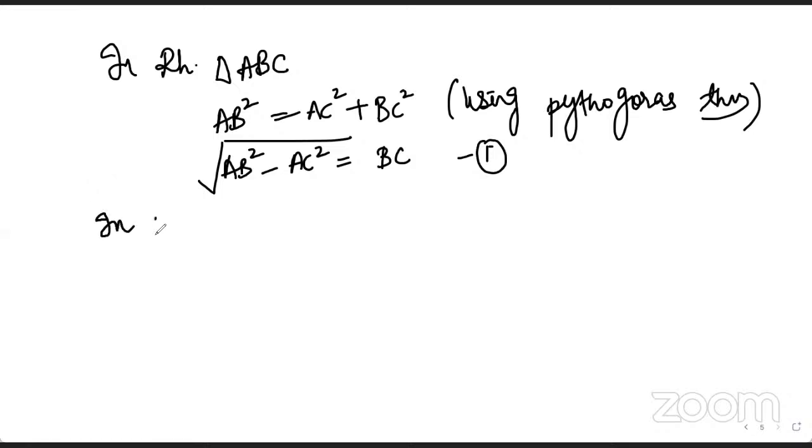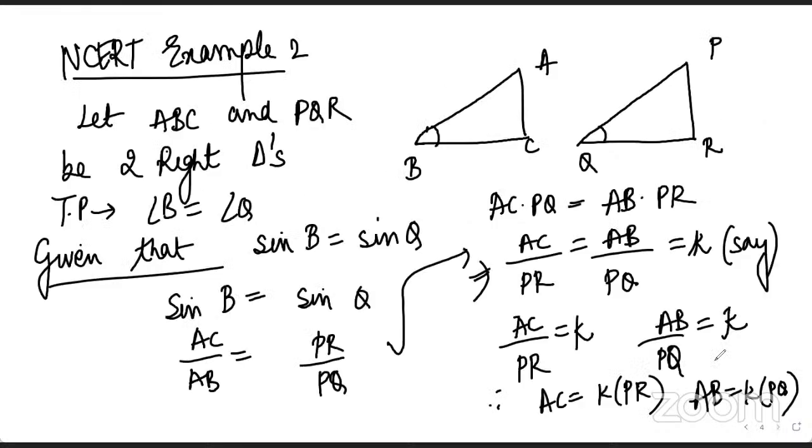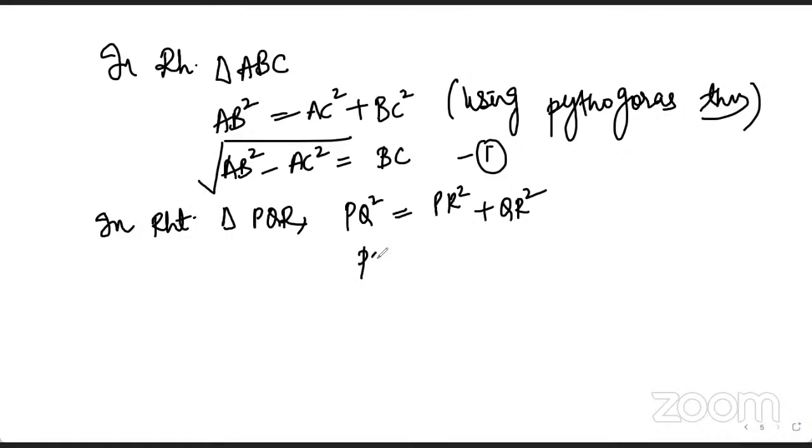Now in right triangle PQR, PQ square is equal to PR square plus QR square. Now let me see which side is required. I know that it should be BC upon QR. I want BC upon QR to be equal to AB upon PQ is equal to AC upon PR. So I'm going to find the measure of QR. This will be the square root of PQ square minus PR square, equal to QR.